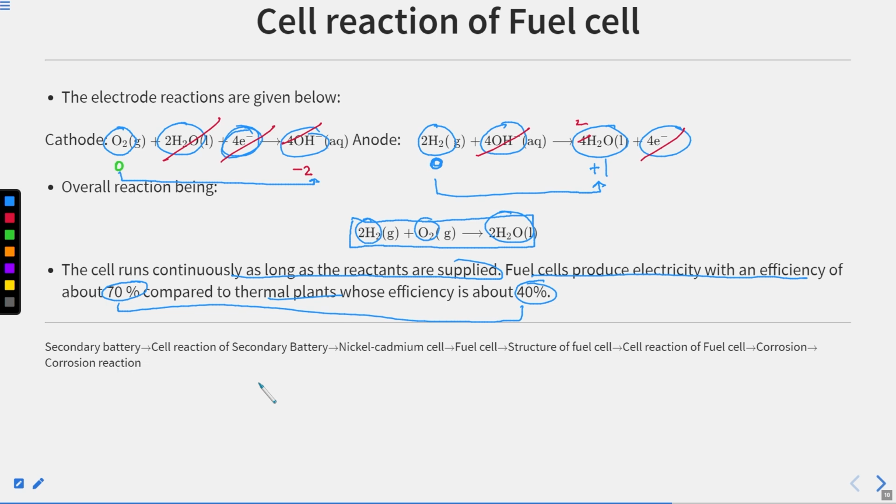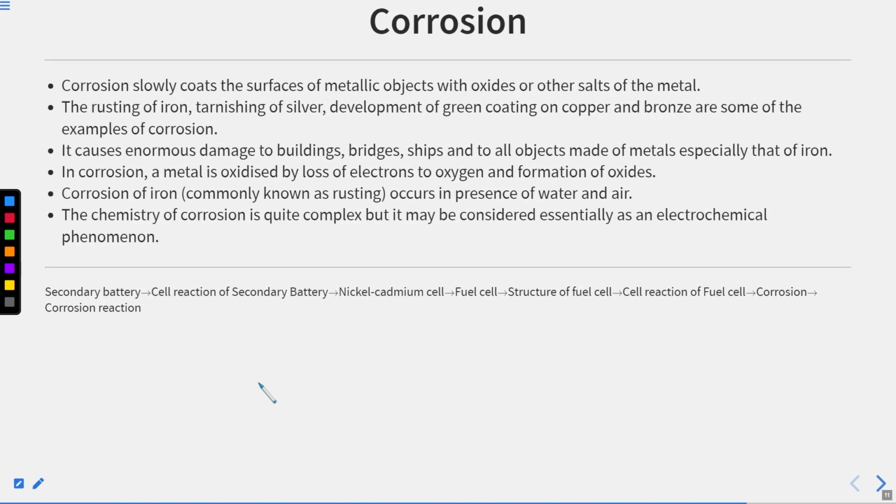So this was our cell reaction of our fuel cell. Now the next is corrosion. So what is corrosion? Students may get confused here and think that corrosion only occurs with iron. It is a word that is related to iron, but I am saying here that it is not. Corrosion is a common, general word. And what does it represent? It represents the coating of the surface of a metallic object with oxides or salts of the metal.